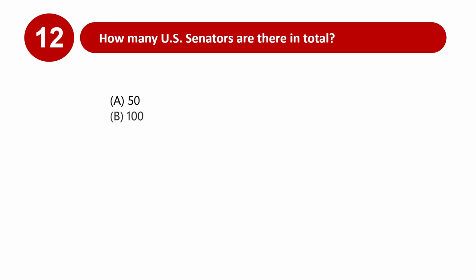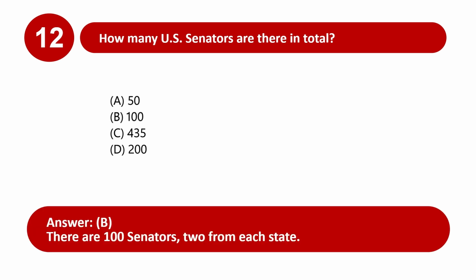How many U.S. senators are there in total? A. 50. B. 100. C. 435. D. 200. Answer B. There are 100 senators, 2 from each state.